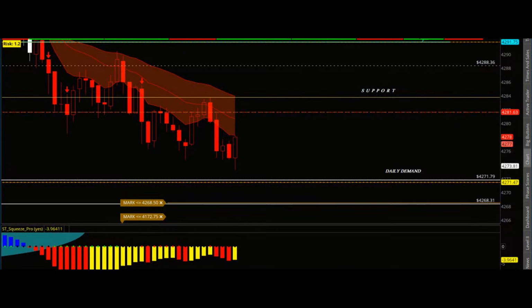How do you identify the key supply and demand levels for a particular trading day? Well, there's two different ways.